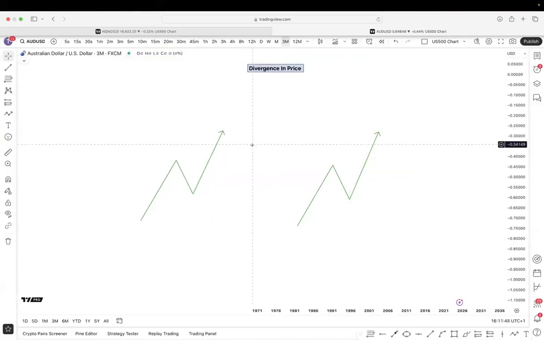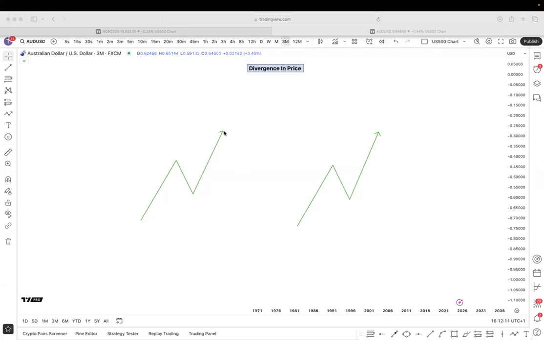Hello and welcome to the next lesson as we begin to piece together the final parts of this model. We've spoken about accumulation, manipulation, distribution. We've spoken about higher time frame trends, candles. I now want to talk to you about another piece of confluence that we're going to utilize in our model, and that is divergence.